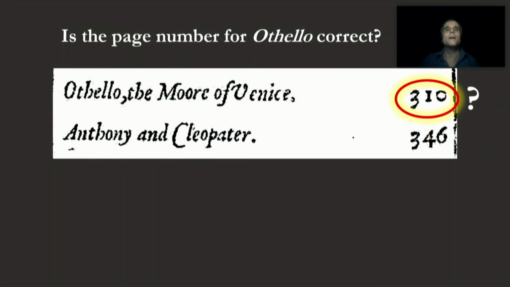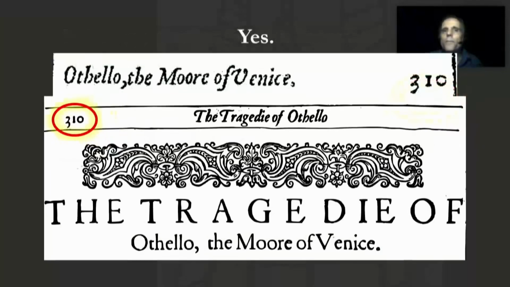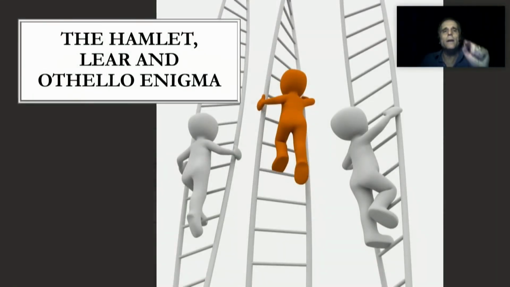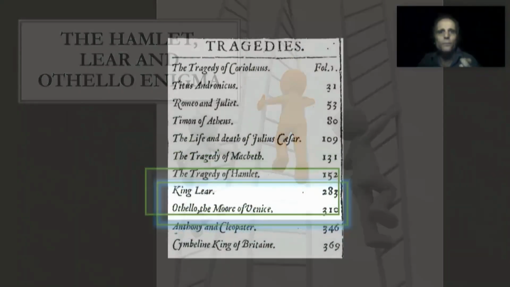That led me to the next question. Is the page number for Othello correct? It begins on page 310, so yes, it is correct. Having looked at this odd puzzle, I can draw your attention to the Hamlet, Lear, and Othello enigma. This discovery was as unexpected as the adding ladders and is a significant breakthrough in knowing what is going on with the typesetting of the First Folio.